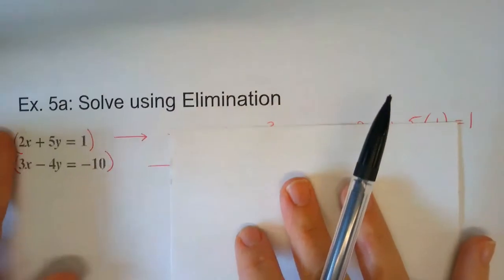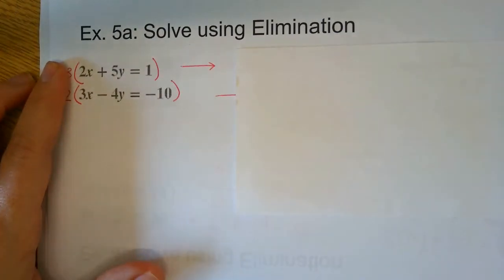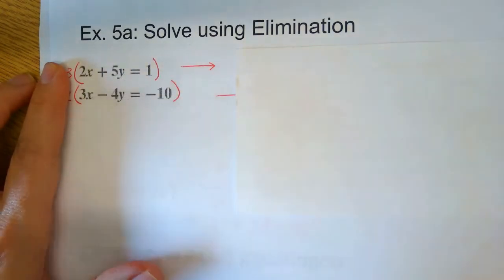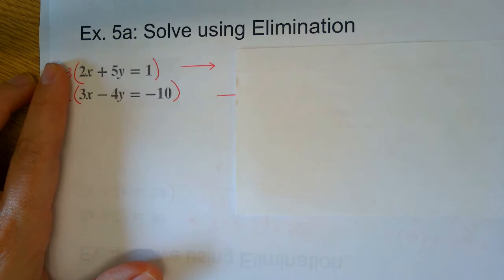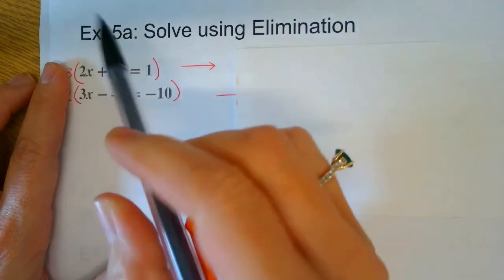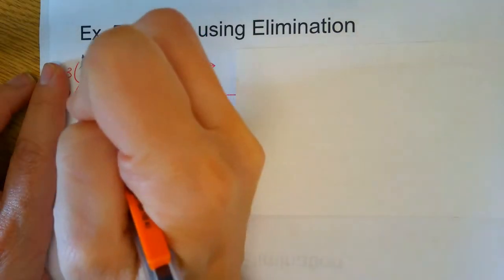Okay, so looking a little bit further here. Here we have an example where neither the x's nor the y's end up being the same number. So here's an example where you might need to, and you will, multiply both equations by a number to make these become the same. So you want to make these become a multiple of 2 and 3.